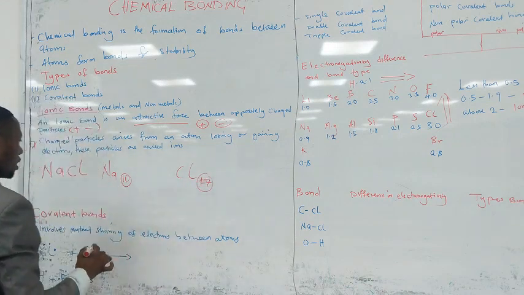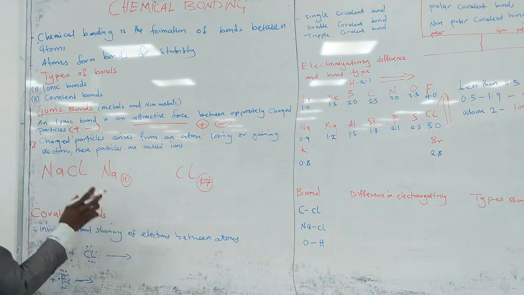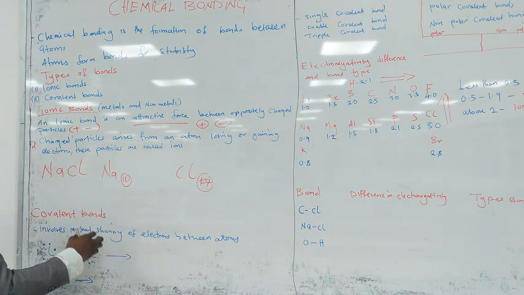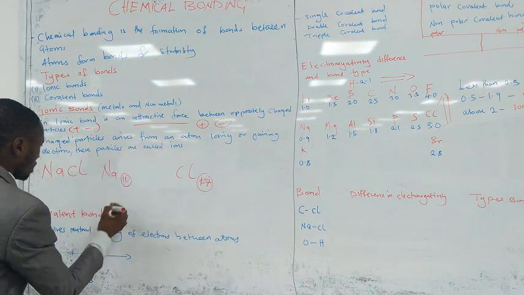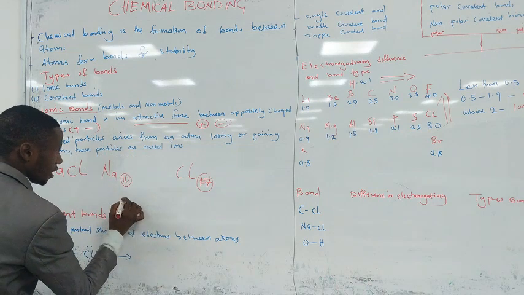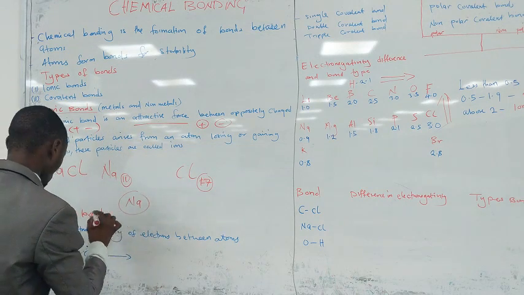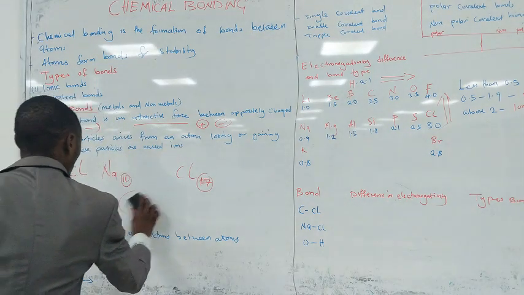Now let's come up with the electronic configuration of sodium and chlorine and show how these charged ions come about. Here I'm putting my sodium. Sorry, let's do some rubbing so that we clear our board.